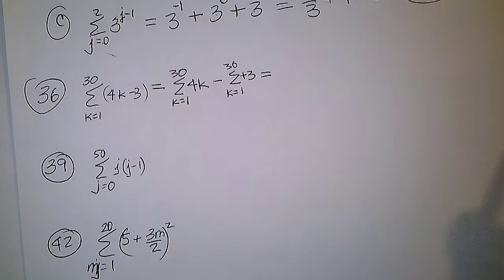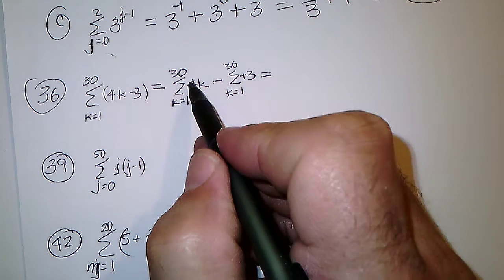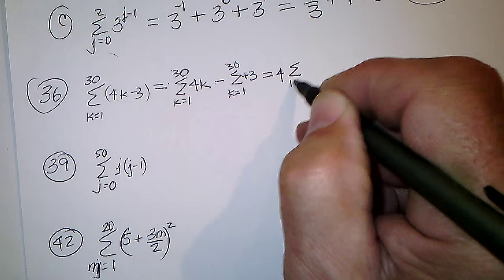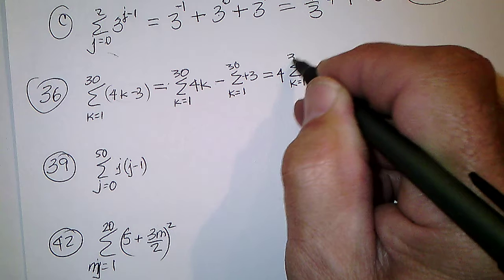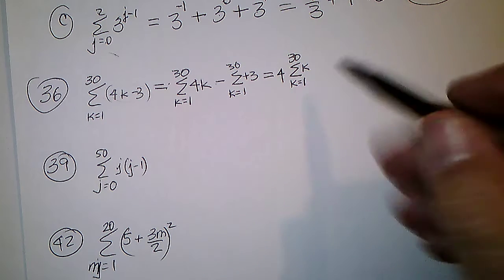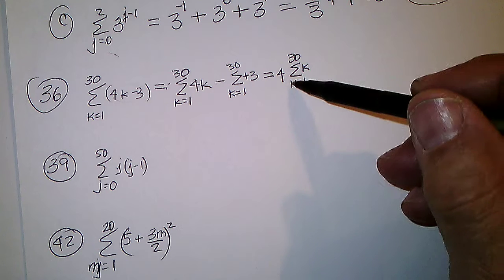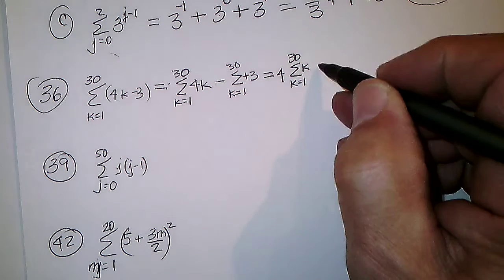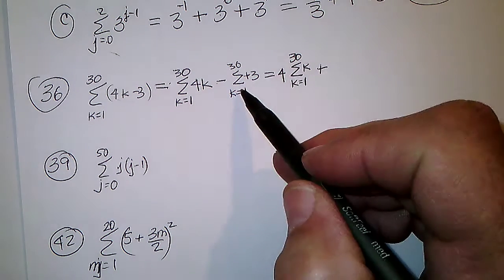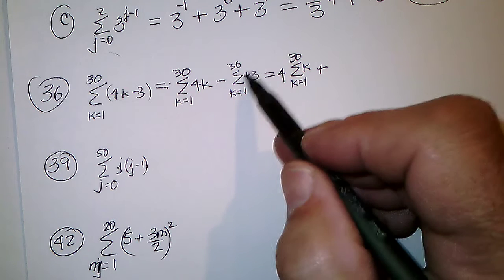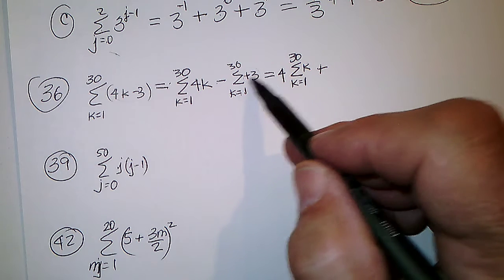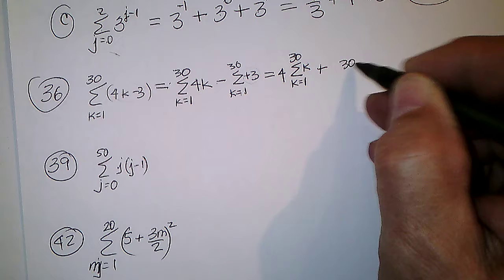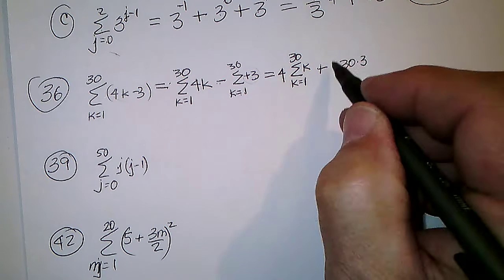Okay. Now the 4 can be taken outside. So we can do 4 times the sum of k equals 1 to 30 of k. And we have a formula with the index as a variable and going 1 to something. There's a formula for that. And then this one's pretty easy. If we're going to go 1 to 30, there's going to be 30 k's. Every time it's 3 because there's no number here to multiply k by or anything. So we're going to have 3 thirty times. So we're going to have 30 times 3, and we got to subtract that.